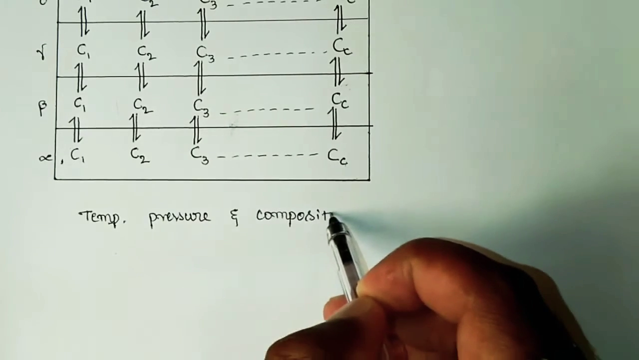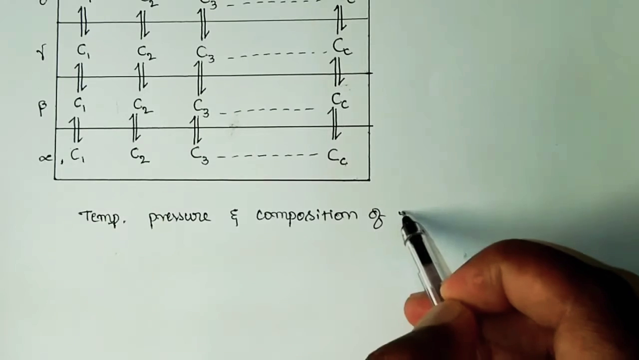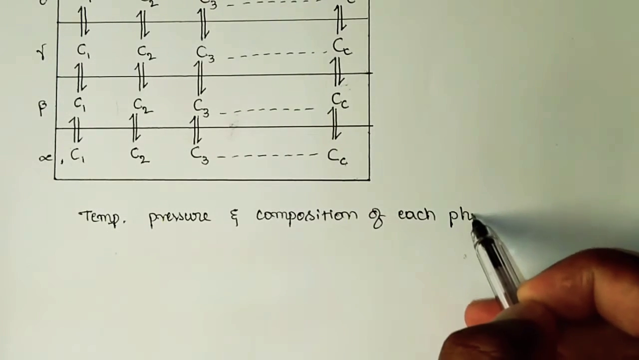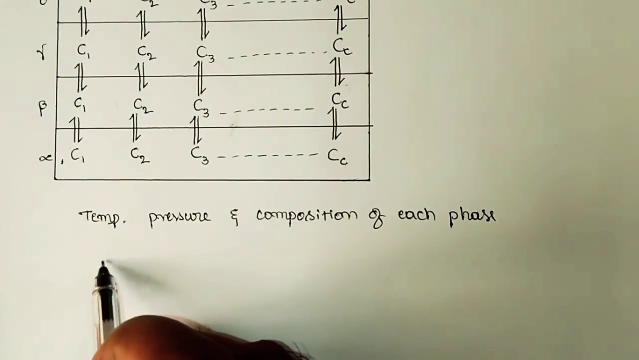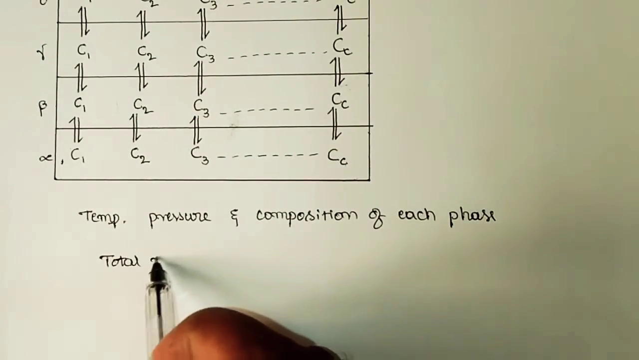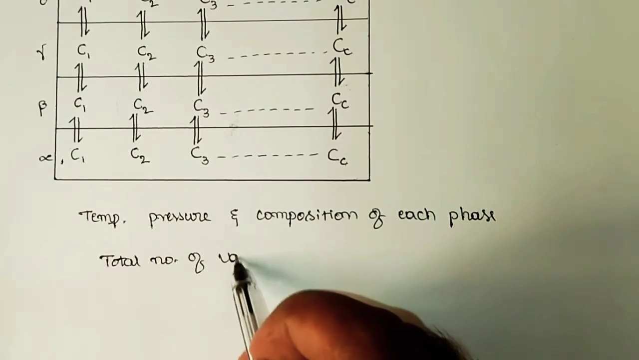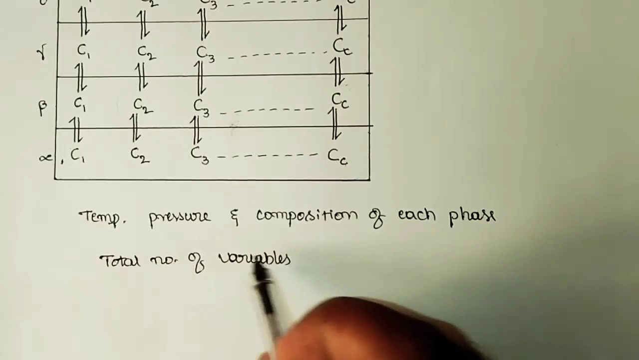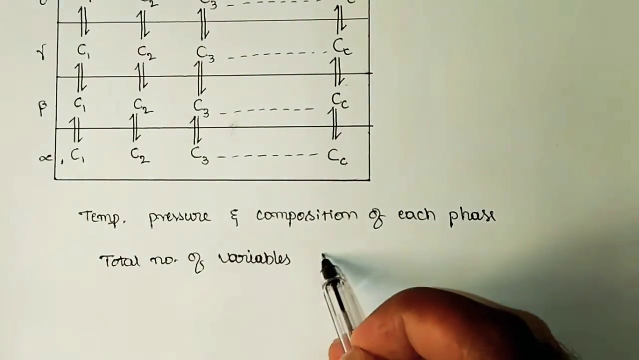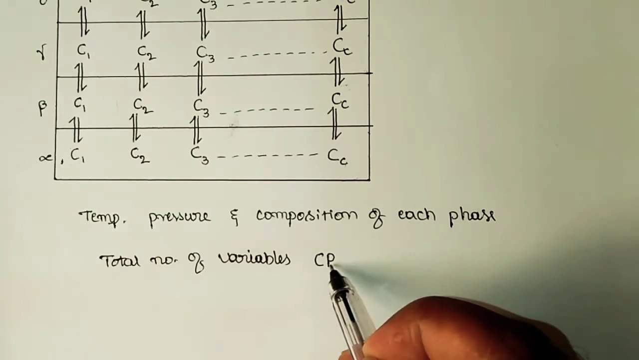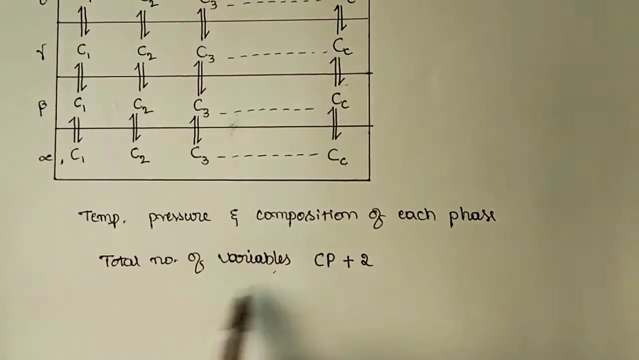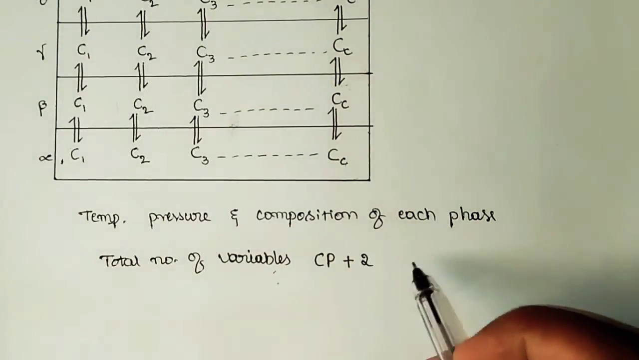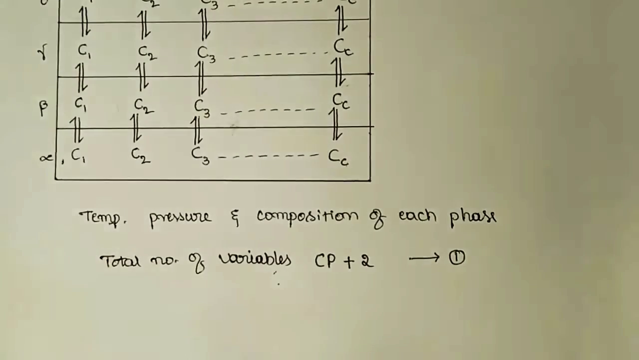the composition of each phase. So the total number of variables required for defining the whole system is the product of the number of components and phases, plus the two variables, temperature and pressure. So the total number of variables required will be Cp plus 2. Let me consider this as equation number 1.